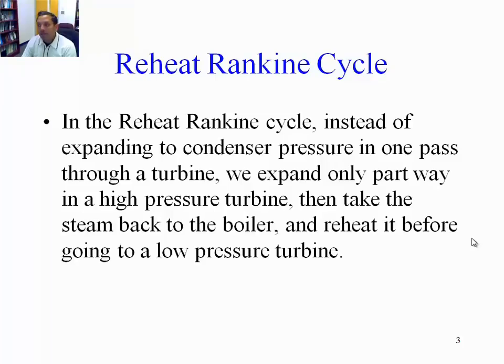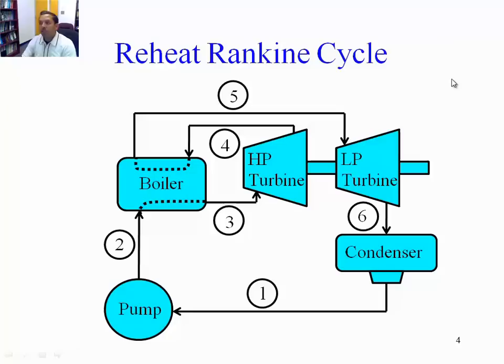In the reheat Rankine cycle, instead of expanding to condenser pressure in one pass through a turbine, we expand only part way in a high pressure turbine, then take the steam back to the boiler and reheat it before it goes to another turbine, a low pressure turbine. So we basically have two turbines in series. The first turbine will lower the pressure to an intermediate one, and what comes out of that turbine is passed again through the boiler. Then whatever comes out of that boiler is passed to another turbine, which expands the steam to the lowest pressure in the system. So this is what the schematic of a reheat Rankine cycle will look like.